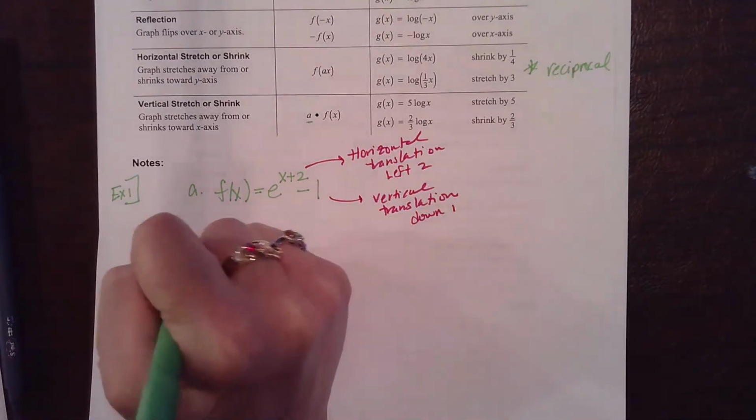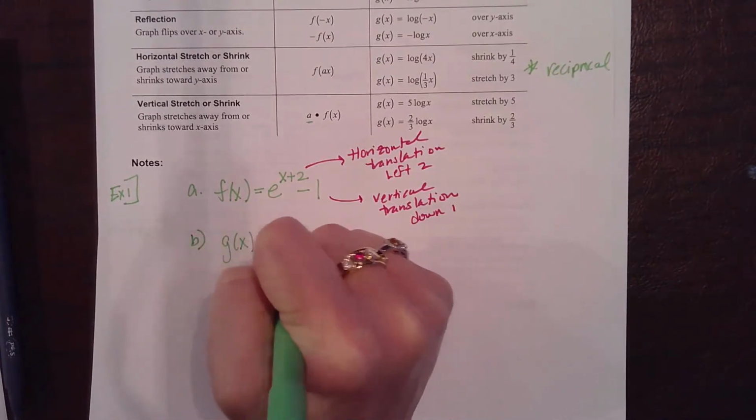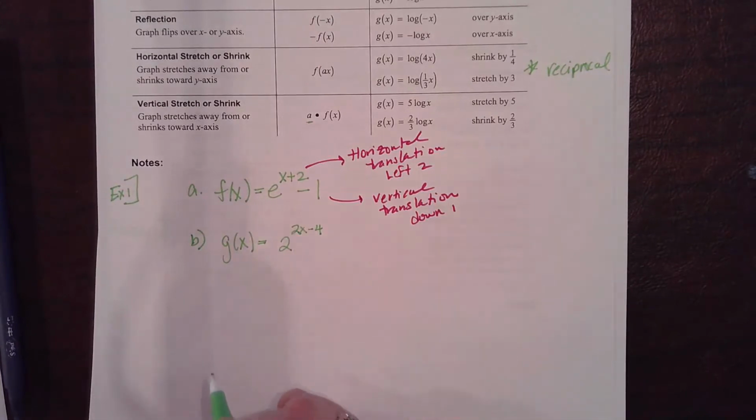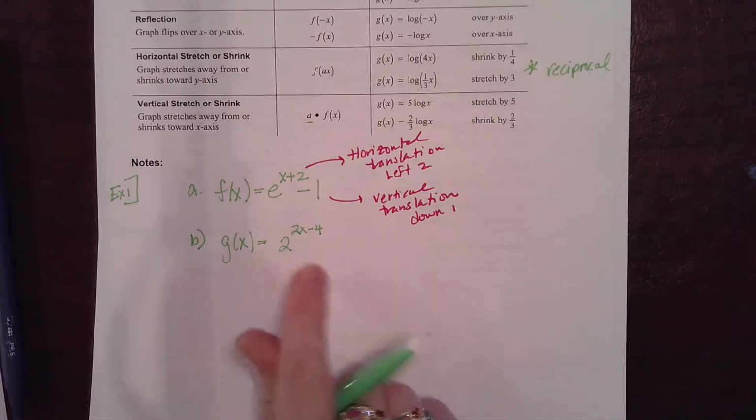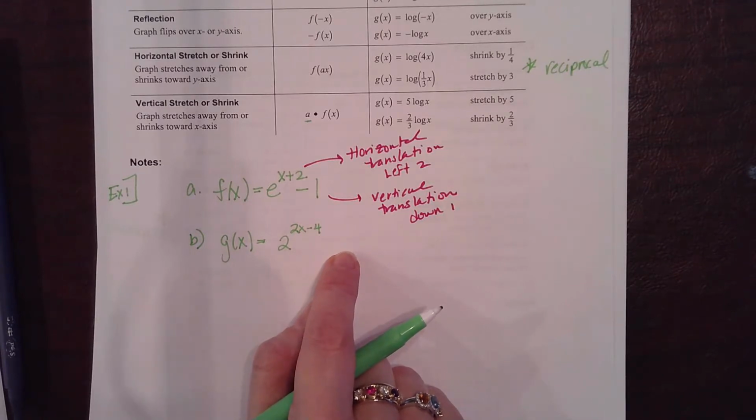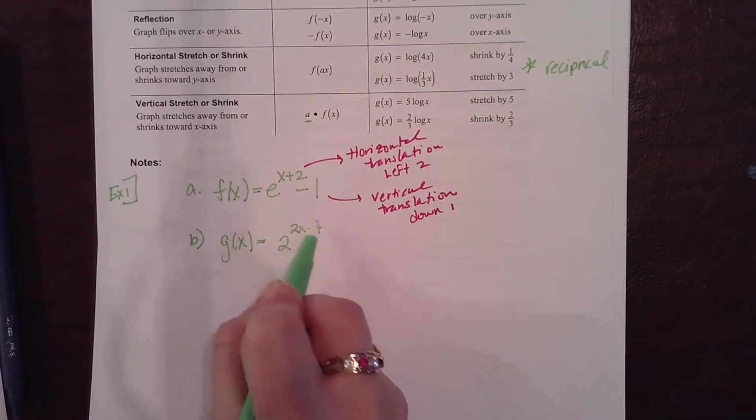Let's do one more example. How about if I give you g of x equals 2 to the 2x minus 4. I gave you this one on purpose because this is where a lot of people mess up when it comes to determining what your horizontal stretch or shrink is. Because this 2x minus 4 is not in the proper format.